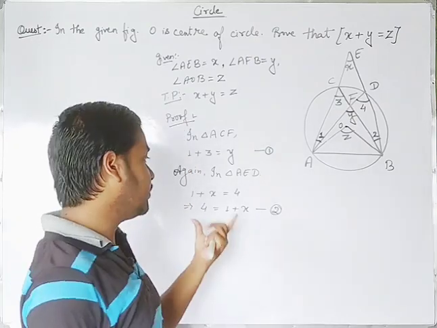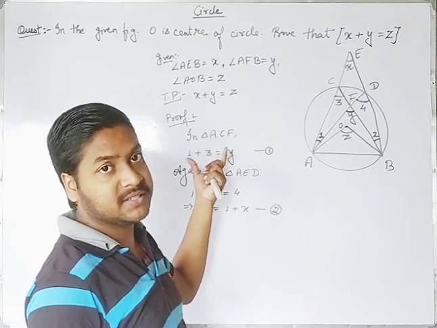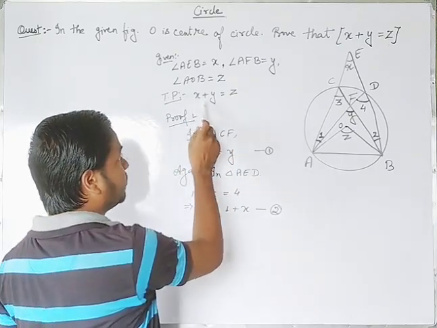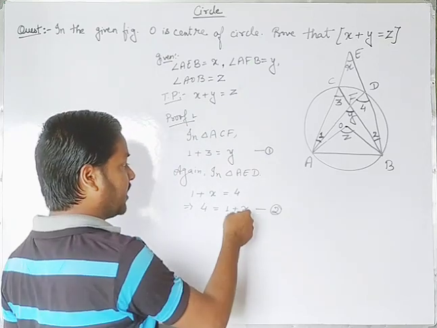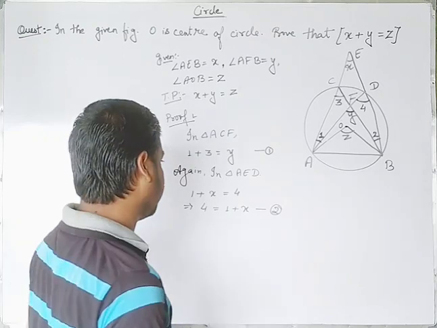You will say, sir, why did you change it? I have changed it only to make it the same. Why? Just because we need x and y together. That's why I have taken x also in the RHS and y also in the RHS, so that they will be together.